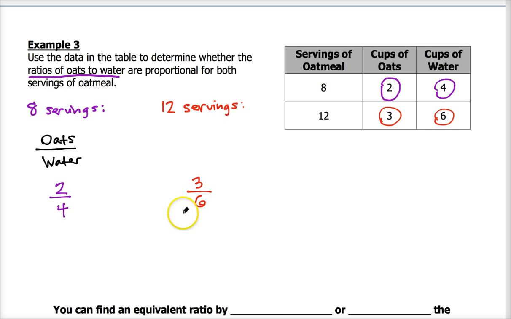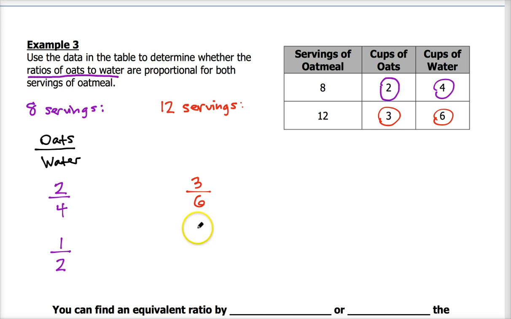So to determine whether these ratios are proportional, again, we'll reduce them. 2 over 4 reduces to the ratio 1 to 2, and 3 to 6 reduces to the ratio 1 to 2 as well. So these ratios both reduce to the same ratio, 1 to 2, and so that means that yes, these ratios are proportional to each other.